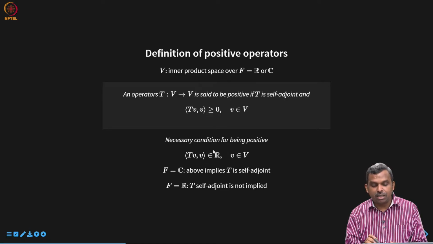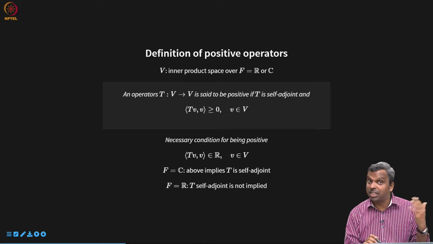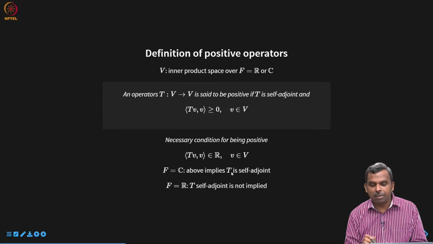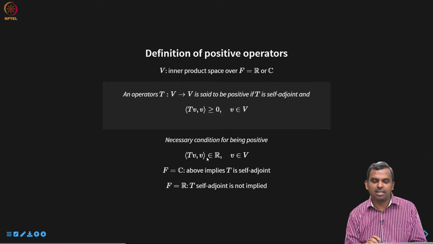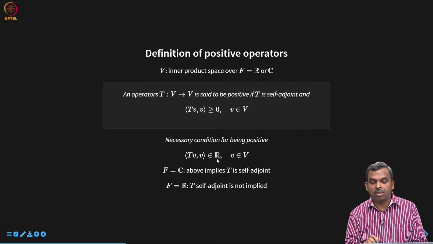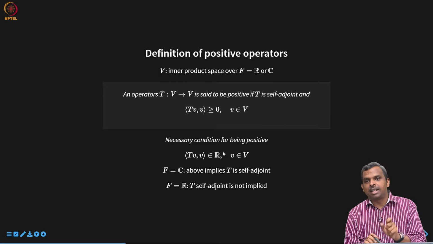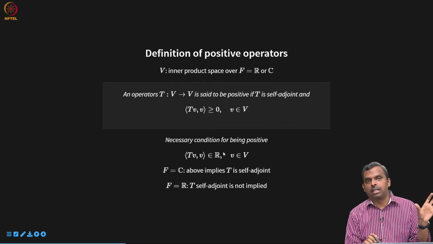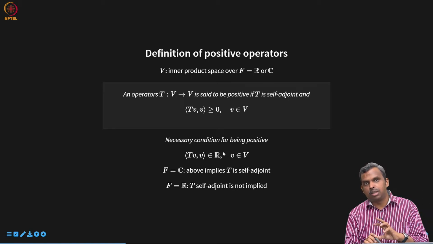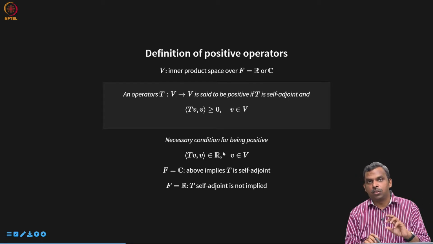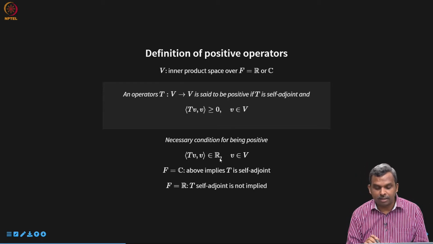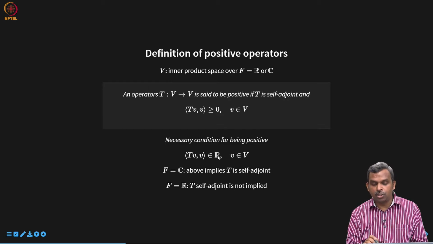Now that condition, if the field is complex, we've seen a result before that immediately implies T is self-adjoint, right? We've seen this definition: if TV comma V is real, then V comma T star V conjugate is actually T star V comma V. So if you subtract those two, you get T minus T star comma V, and that goes real. So if it is real, then it has to be self-adjoint. So we saw that very interesting little result there. So if F is C, that is true.